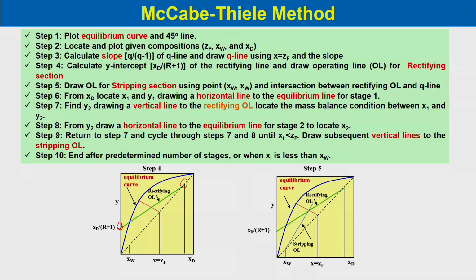Similarly, for step 5, we can draw the operating line for the stripping section using the point XW, XW, which is located over here, and the intersection between the rectifying section operating line and the q line. Since the rectifying section operating line and q line intersect at this point, the stripping section line would also pass through this intersection point, because this point is also valid in the feed line equation. So, all the 3 lines should intersect at the same point.